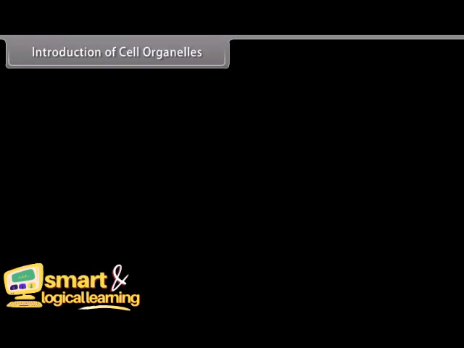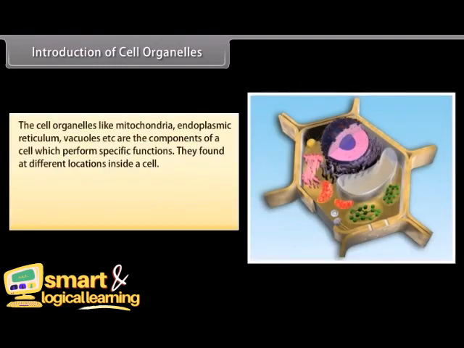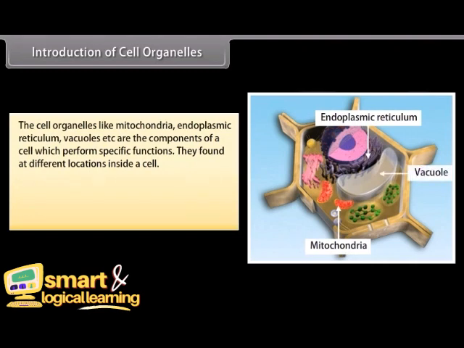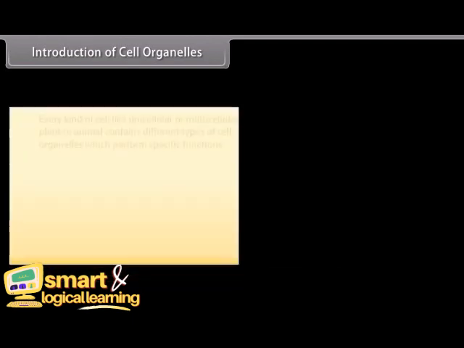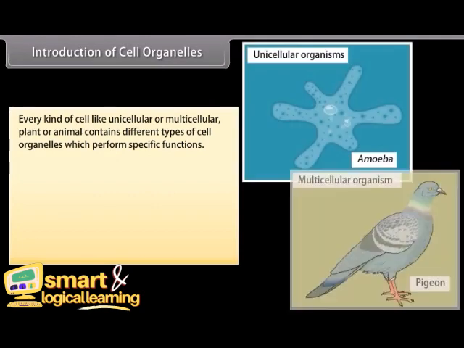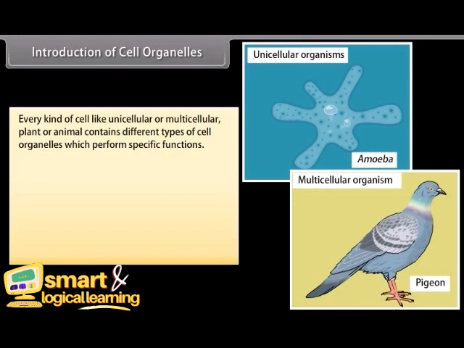Introduction of cell organelles. The cell organelles like mitochondria, endoplasmic reticulum, vacuoles, etc. are the components of a cell which perform specific functions. They are found at different locations inside a cell. A cell has different kinds of cell organelles which perform specific functions. They are membrane-bounded. Every kind of cell like unicellular or multicellular, plants or animal contains different types of cell organelles which perform specific functions.